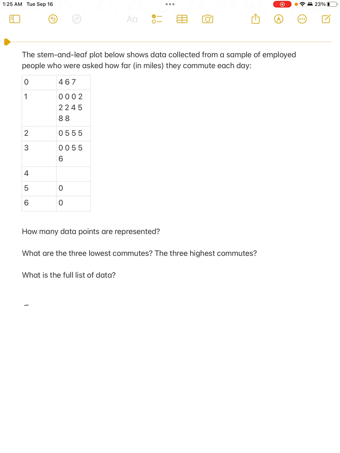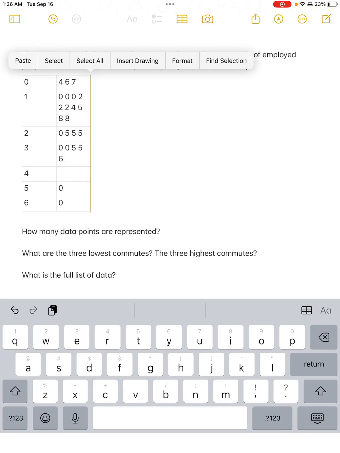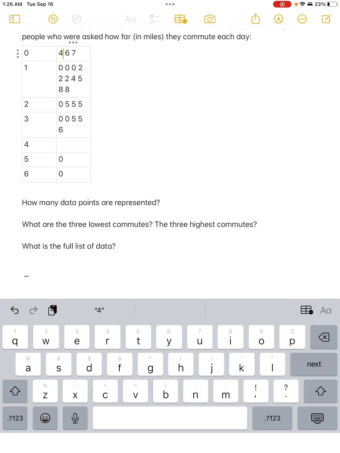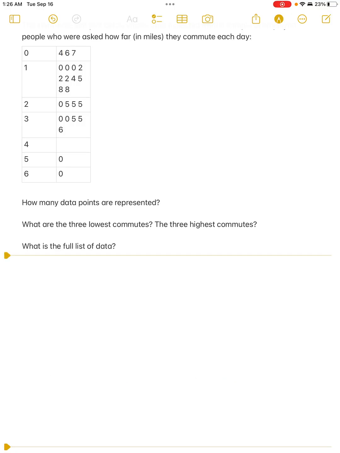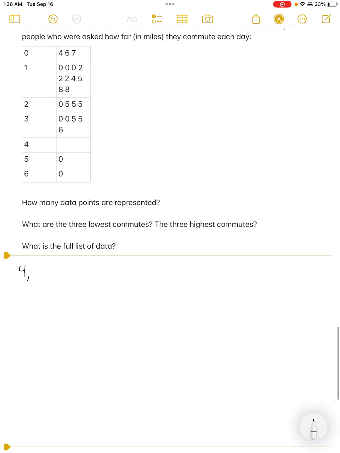And so let's take a look at this and answer the questions in reverse. What is the full list of data? The biggest thing to understand here is, what is the data, and how is it being given? Up here, there's this 4. What does that 4 represent? Well, that 4 represents the value, the commute of 4 miles. 4 miles is the first data point.